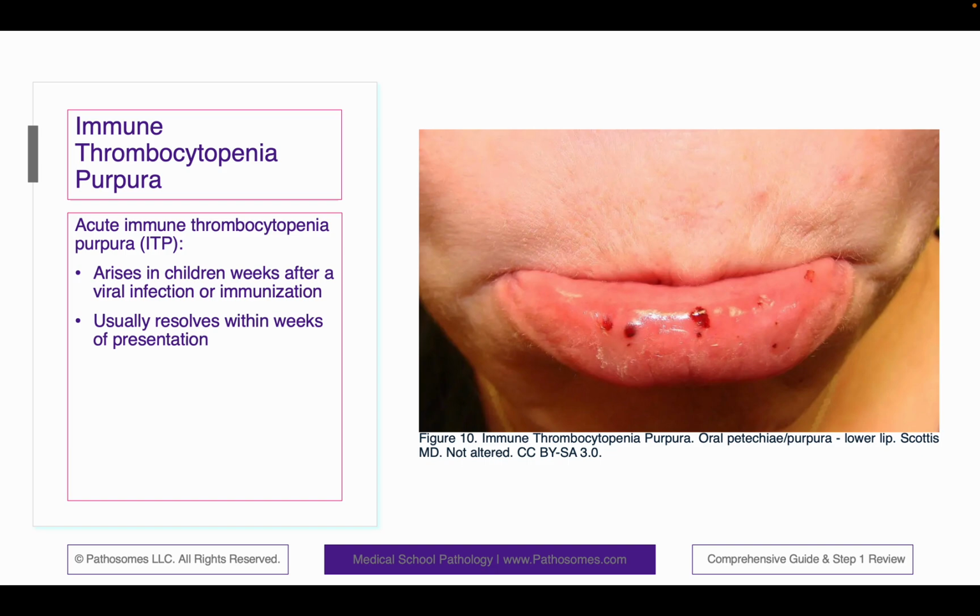Acute immune thrombocytopenia purpura arises in children weeks after a viral infection or immunization. So future pediatrics, look out for this. Acute immune thrombocytopenia purpura usually resolves within weeks of presentation, so that's good to know.